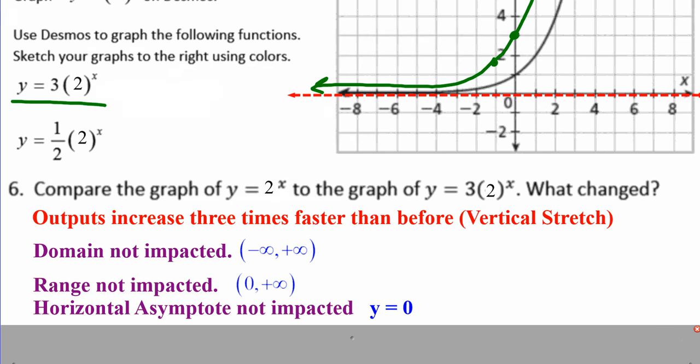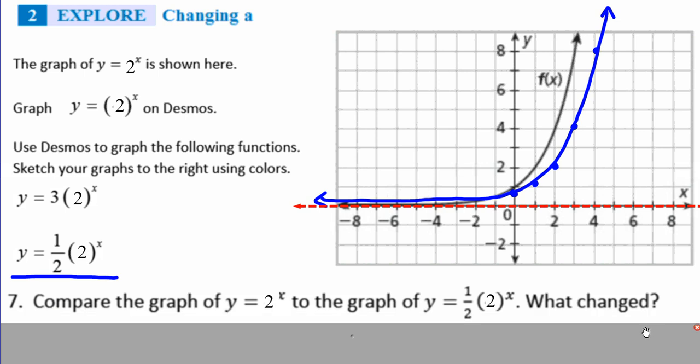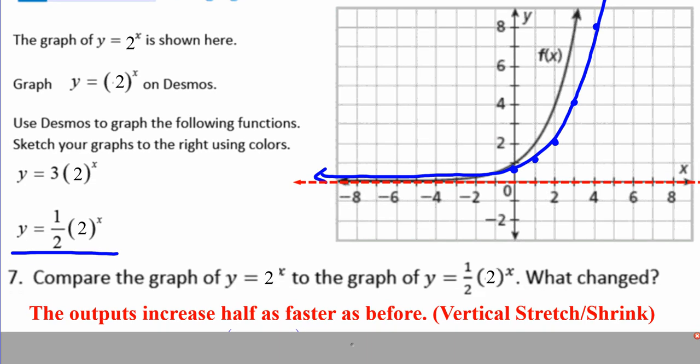Well, let's take a look at that other equation. y equals 1/2 times 2 to the power of x. What does that look like? That's here in blue. So again, a little bit of changing. Notice that there's not as steep of a difference between those reference points. It actually looks like it decreased and it slowed down. It's actually half as fast as it was before if you were comparing those outputs.